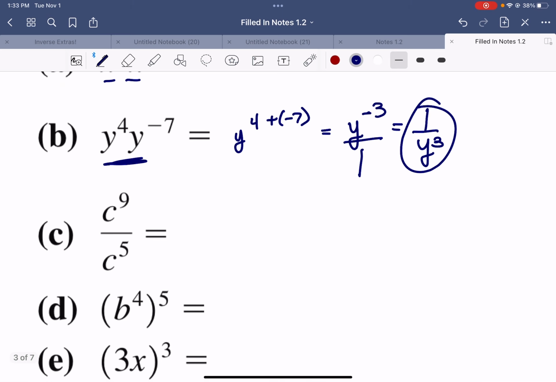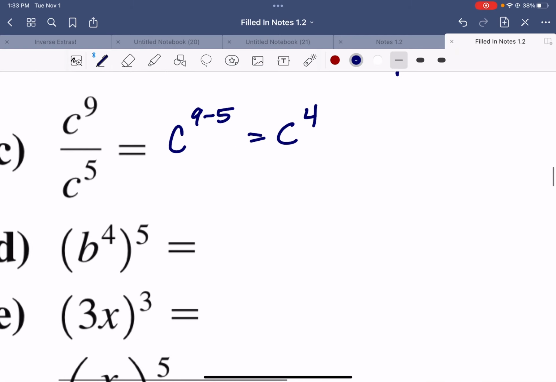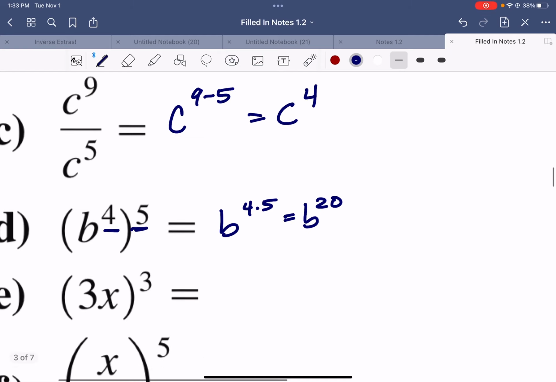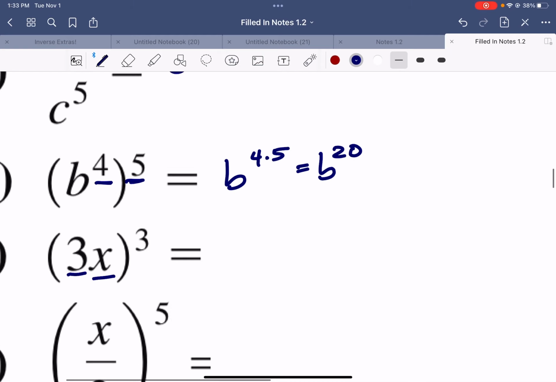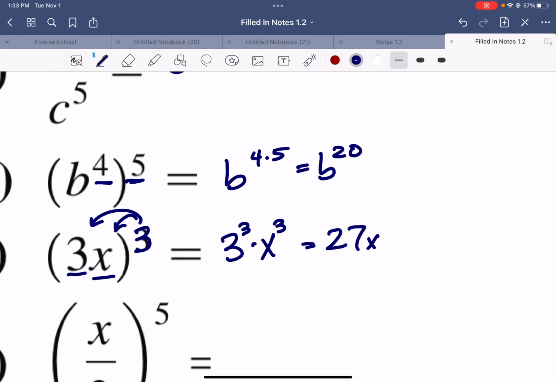Next, if we have like bases and we're dividing, that's the same as subtracting the exponents, so we get c to the 4th. If we raise to a power and then raise again, we multiply those exponents. Well, then if we're multiplying and we have an exponent outside, we can distribute it, so we can get 3 cubed times x cubed is just 27x cubed.